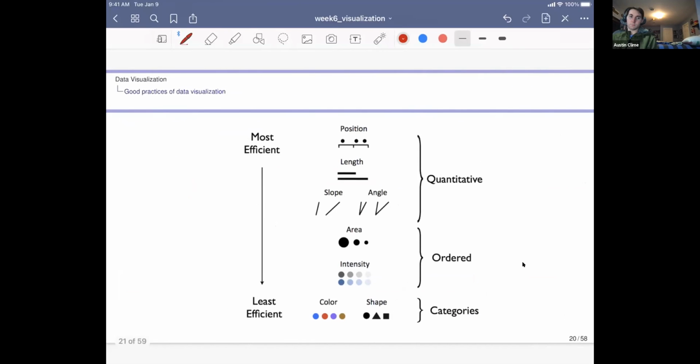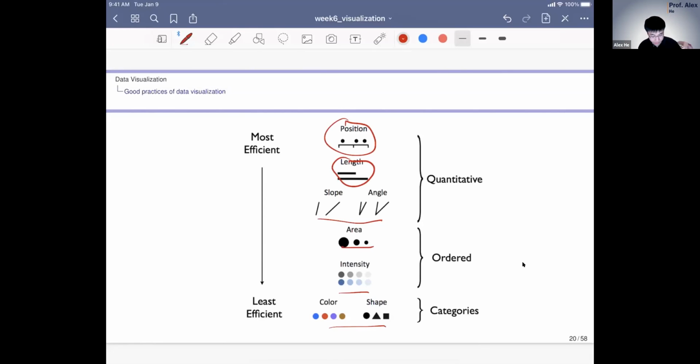So you can already see that when you are doing these quantitative comparisons, there are some graphs that are much more efficient than the others. The most efficient one is always the bar chart, which is the length. And similar to that, you can also use the position on the graph to show the magnitudes. Looking at slope would be a little bit harder, and area would be even harder, and then intensity and color or shape would be almost impossible.